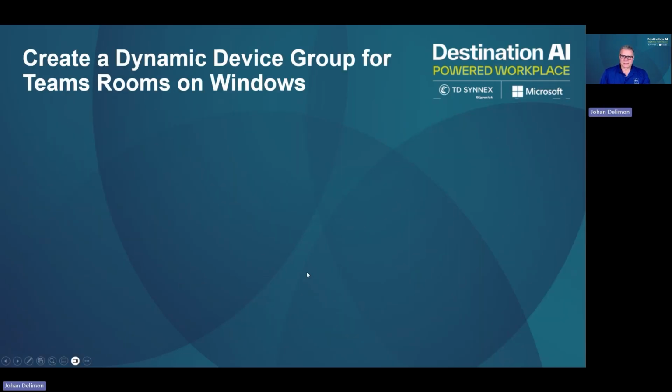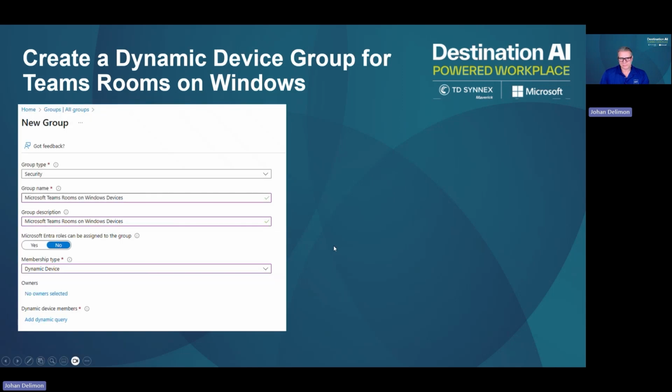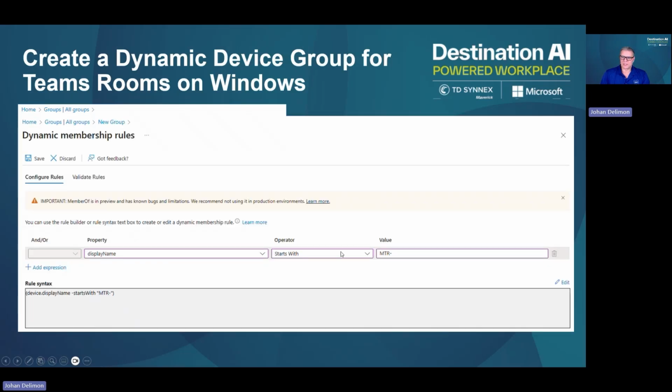The second thing is for the group creation: we need to create another dynamic group, and it's called a device group. It's not a user group. So we see it here. It's a dynamic device group, and we name it Microsoft Teams Rooms on Windows devices. Then we add a dynamic query and we say, okay, display name starts with MTR-. You see the rule syntax below. We save it, and then it automatically gets populated with all of those meeting rooms with an MTR- serial number.